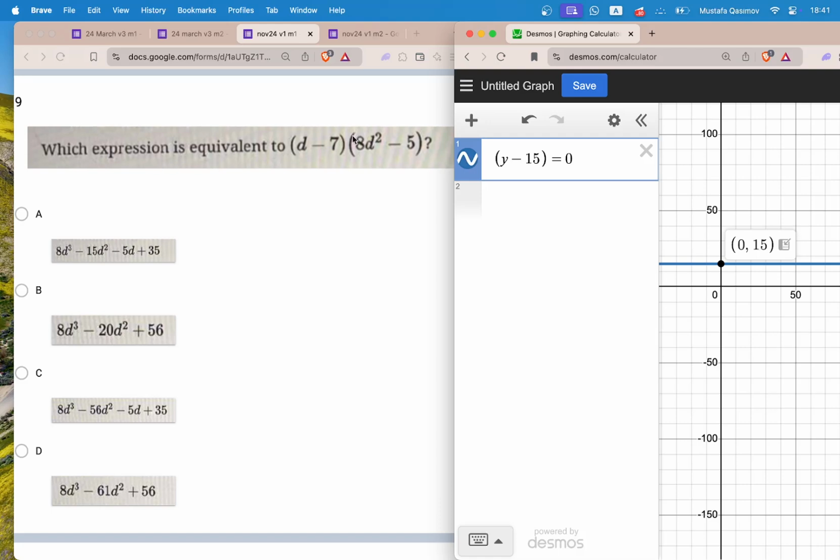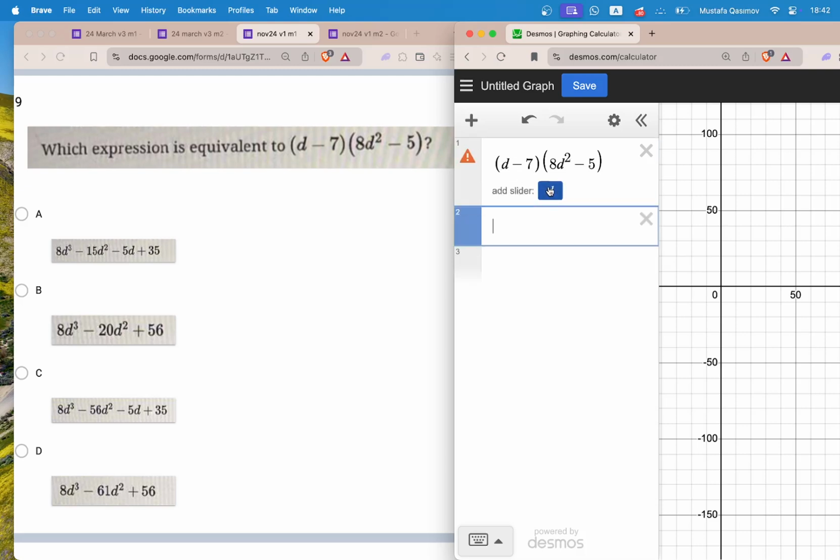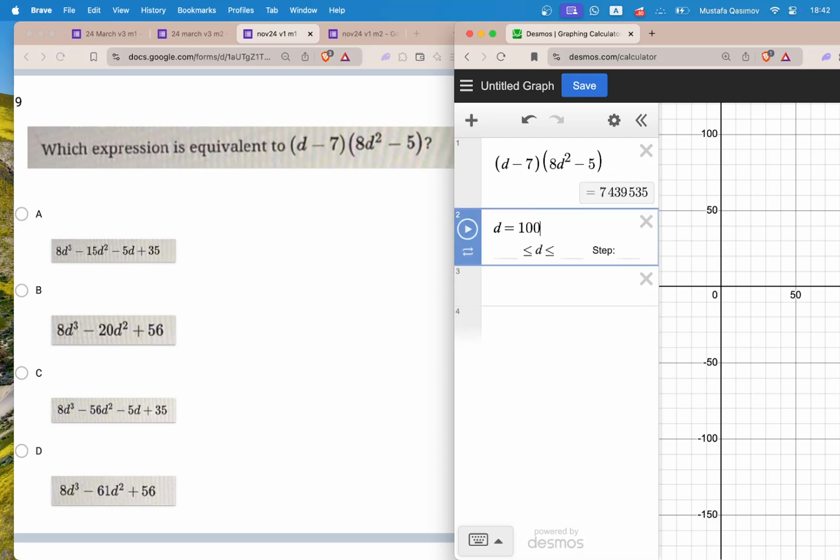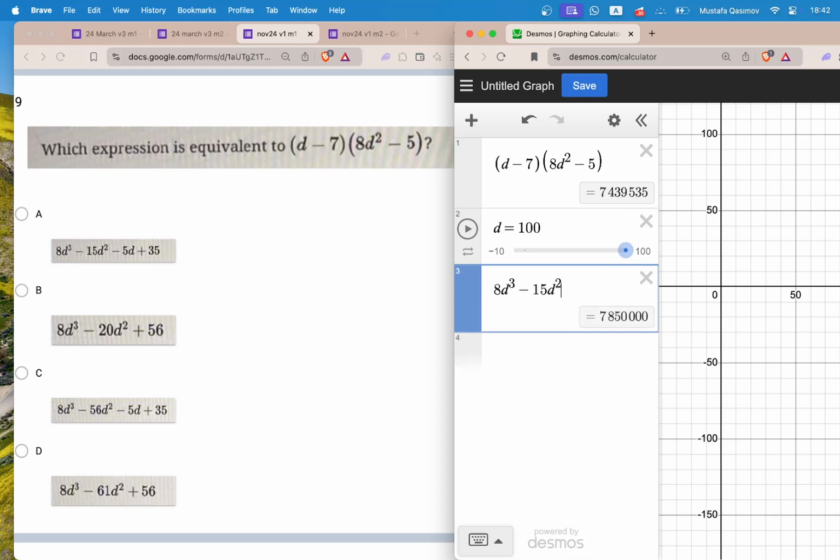Which expression is equal to this one? Let's write D minus 7, 8D squared plus 5. I saw a lot of students who have good math skills but make miscalculations in this question. So I recommend you use a slider like that. For example, give a number 100, then write this answer: 8D cubed minus 15D squared minus 5D plus 35.